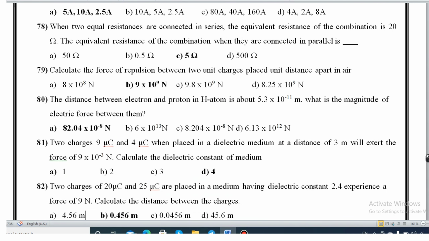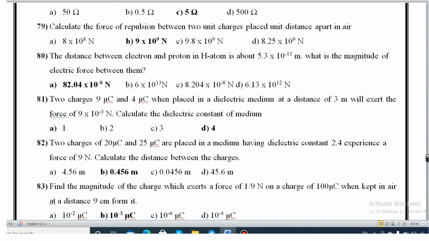Question number 79. Calculate the force of repulsion between two unit charges placed unit distance apart in air. This force is 9 into 10 raised to 9 Newton. The distance between electron and proton in a hydrogen atom is about 5.3 into 10 raised to minus 11 meter. What is the magnitude of electric force between them? The magnitude is 82.04 into 10 raised to minus 8 Newton.